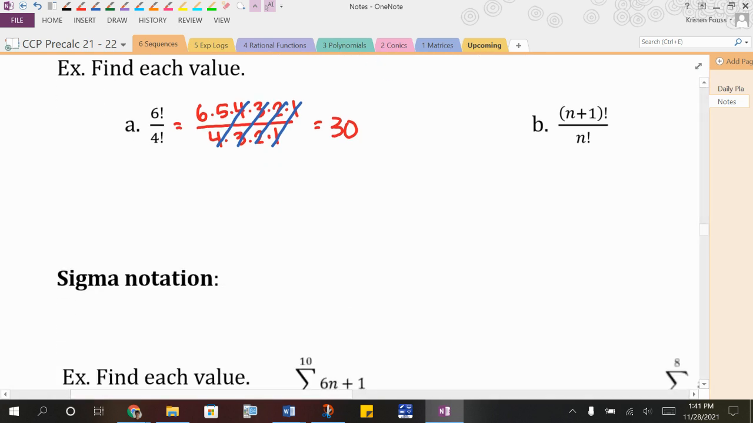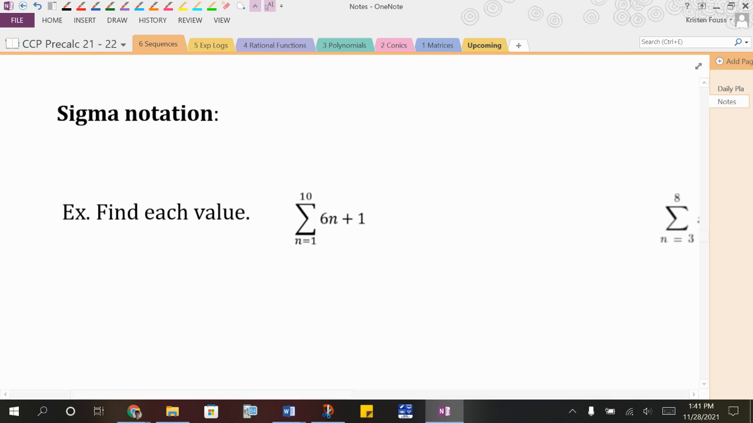Okay? Okay, last thing that we're going to finish up with is sigma notation. So we've been talking about sequences as a list of terms, and sometimes showing some patterns, sometimes not. Sigma notation is when we are going to take those lists or those sequences and actually find the sum of them. What happens when we add all these up?